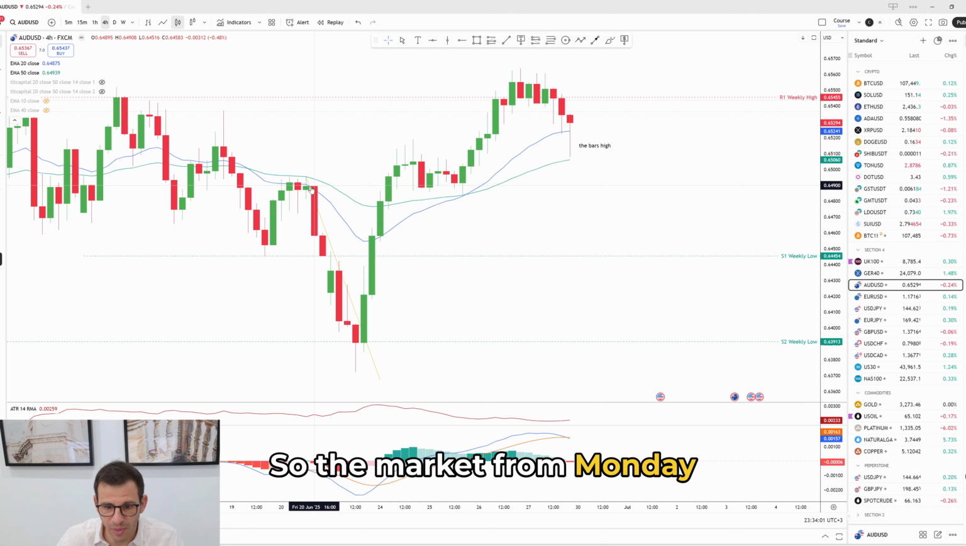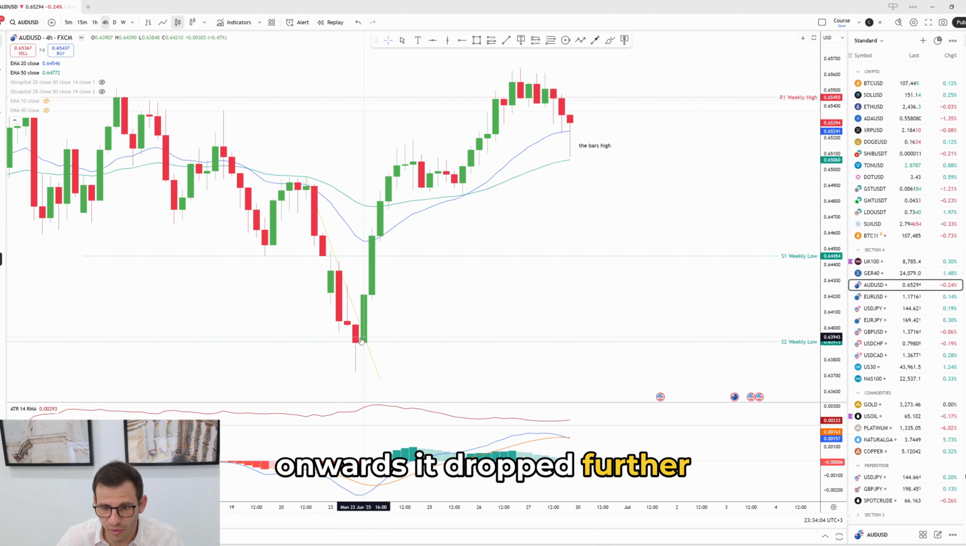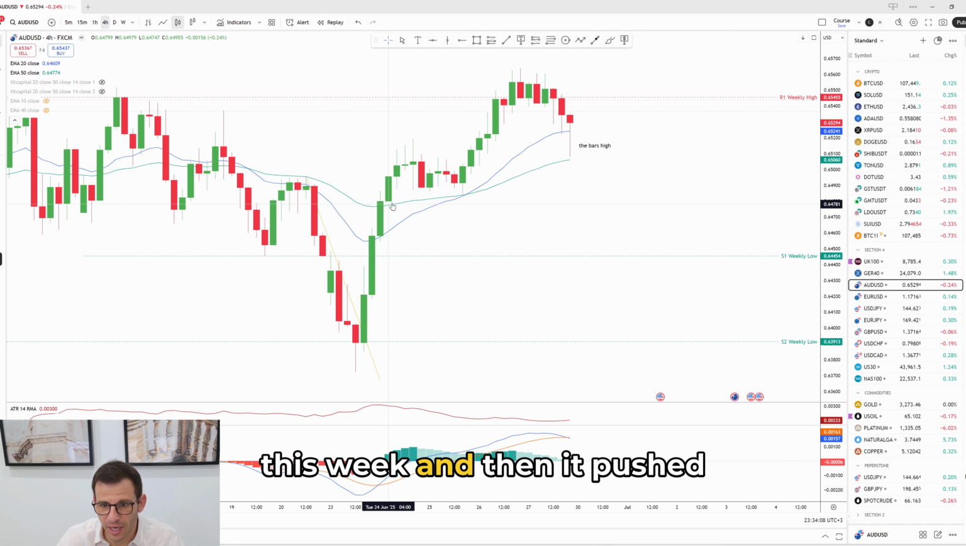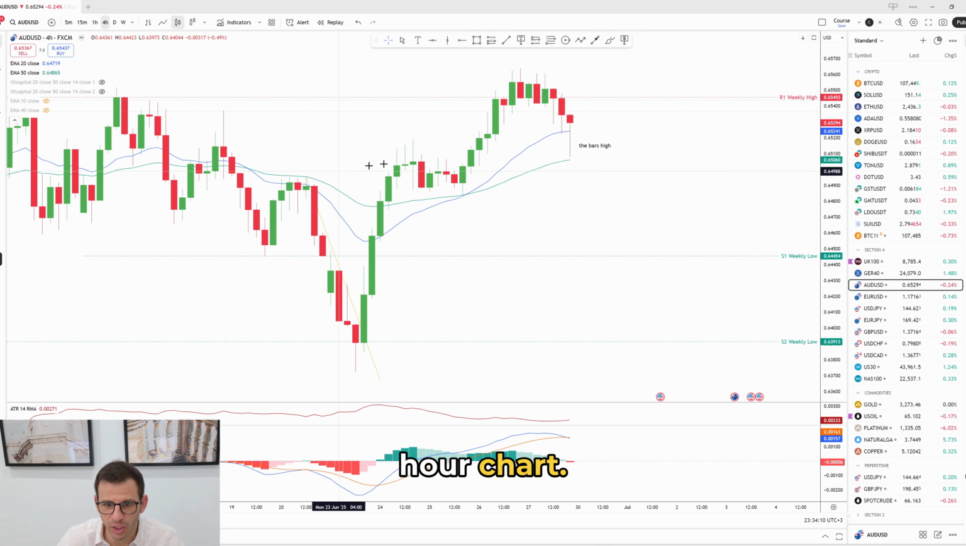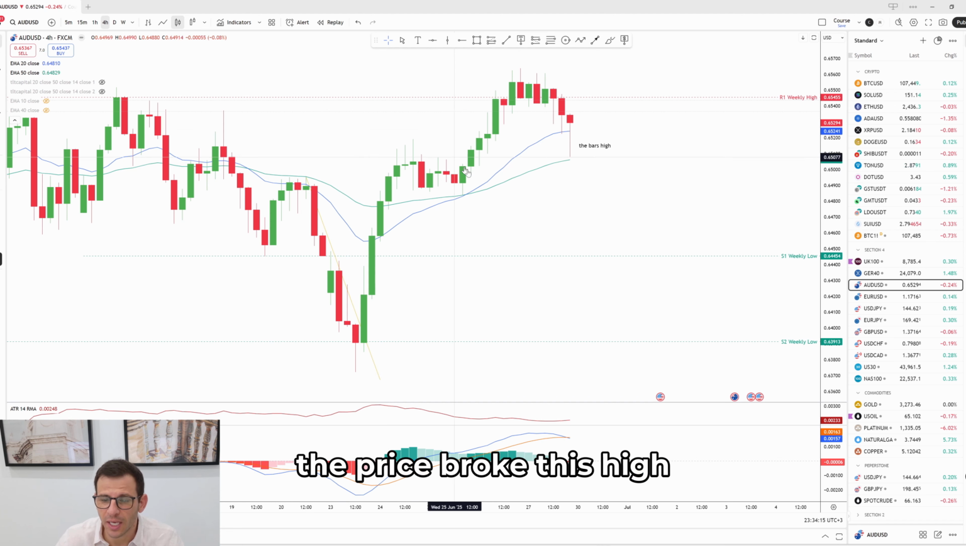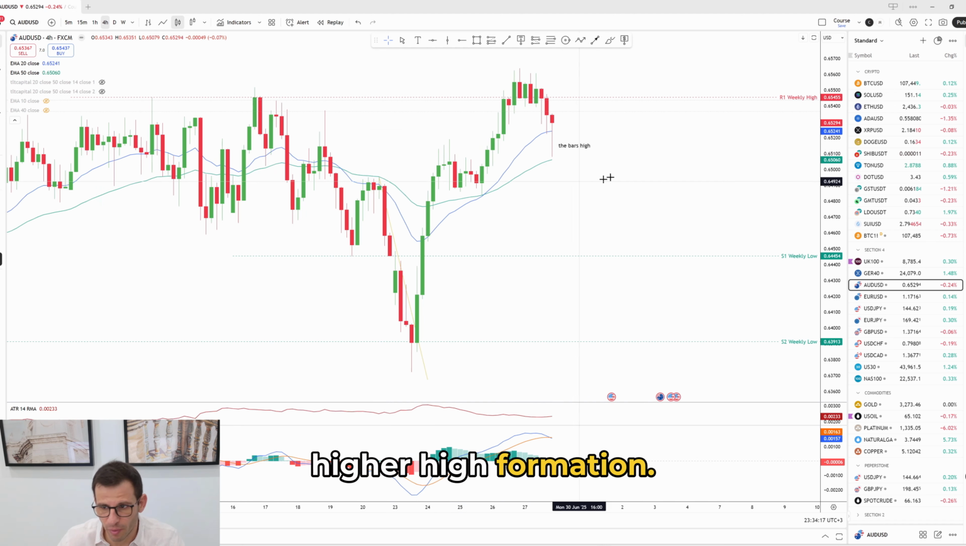So the market from Monday onwards dropped further down, found support on the 4-hour time frame, and then it pushed to the upside on the 4-hour chart. The market turned after the price broke this high, and then it made a new higher high formation.